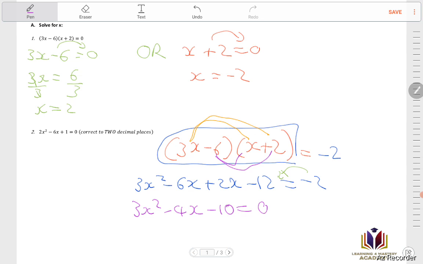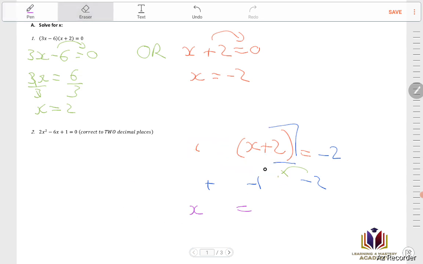I was just trying to emphasize the point that if the other side is not equal to 0, you cannot equate each one of the brackets to whatever value you have on the other side, okay? The idea is, if it's not 0, you simplify the brackets, then you transpose the number to join the quadratic expression, so that the one side can be equal to 0. I hope that is clear and that you understand it, okay?